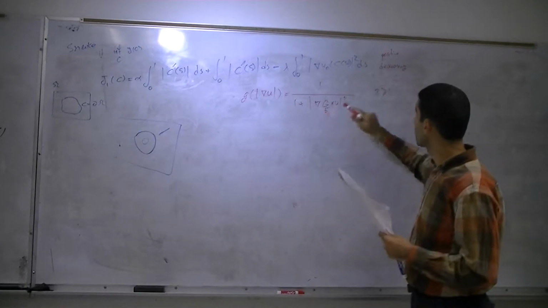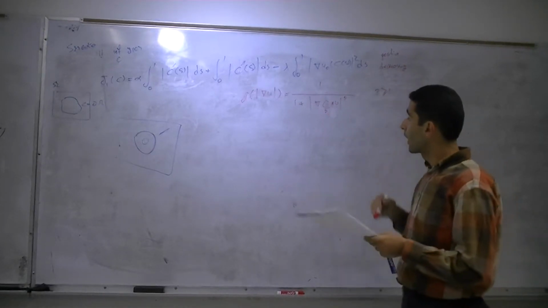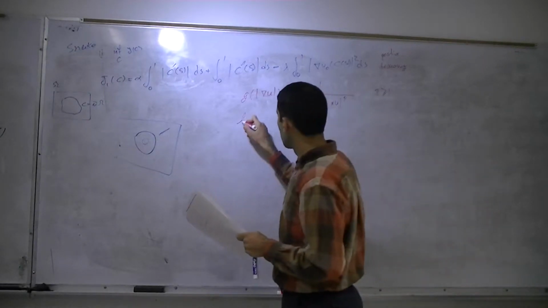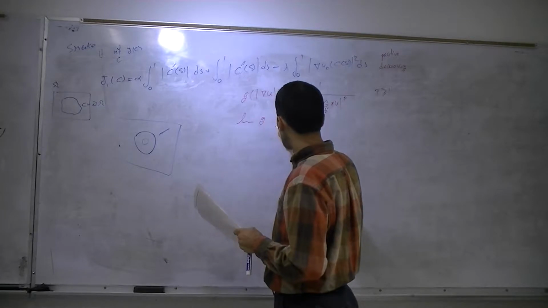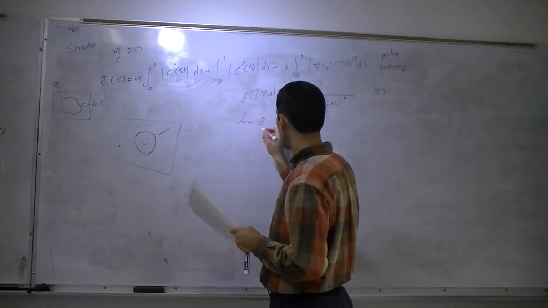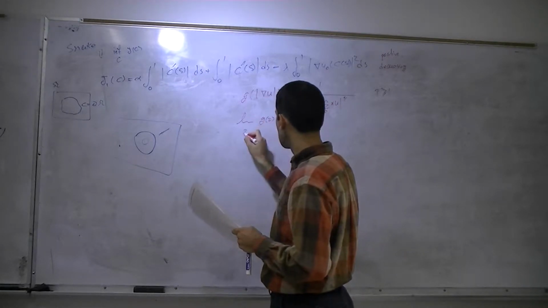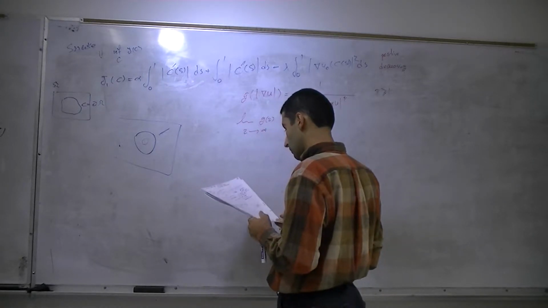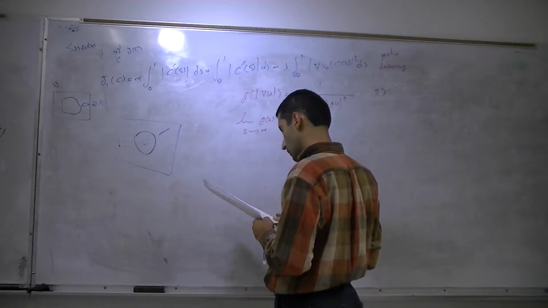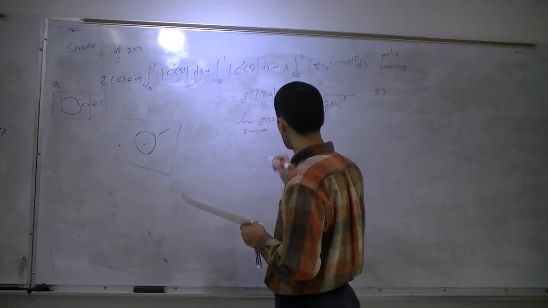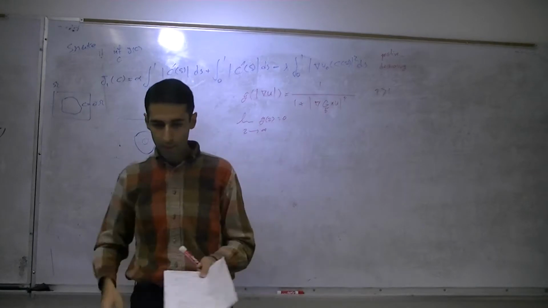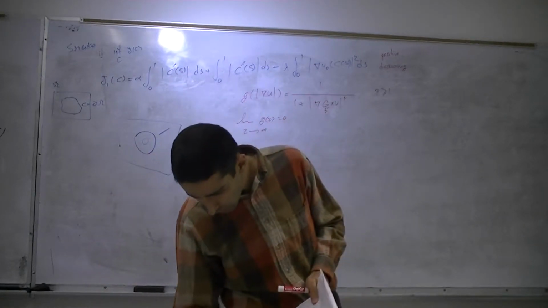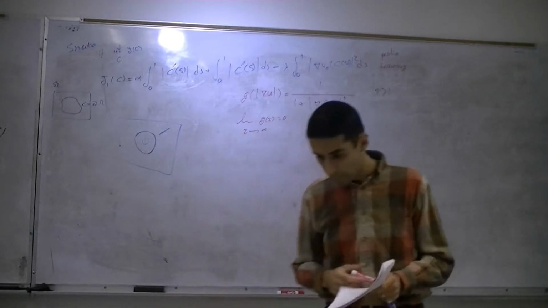It's positive always. It's decreasing, and another thing, the limit of g of z when z goes to infinity must be equal to 0, and it means we don't have any edge infinitely far.